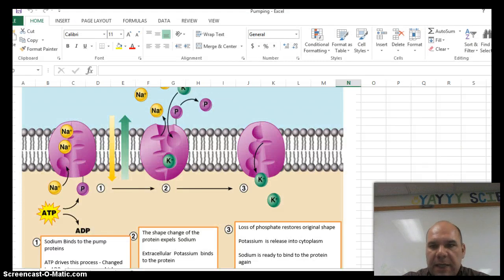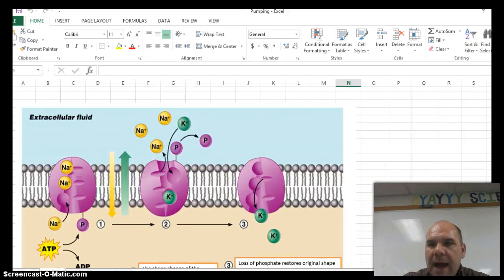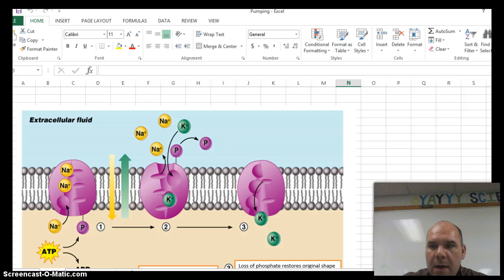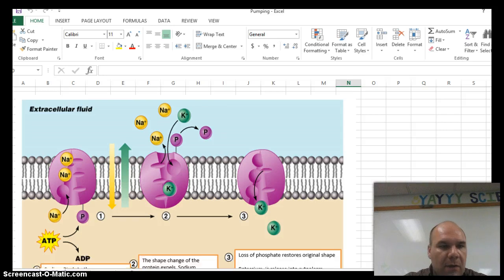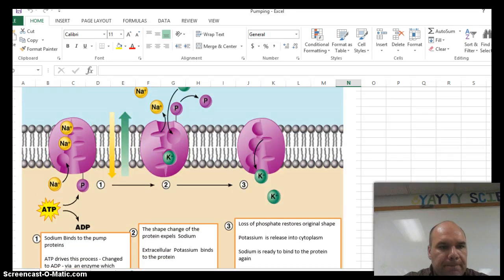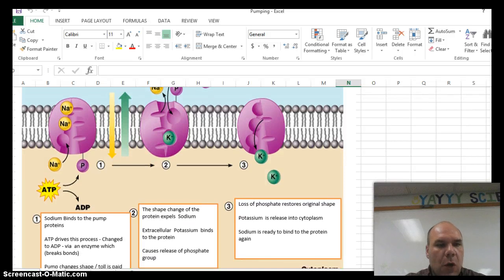To help show this relationship, we'll utilize this diagram. This should look somewhat familiar to you. We'll also make a copy of this and hand this out in class. But in our first step, here to the left, we show that sodium binds to the pump protein. That occurs here on the left.